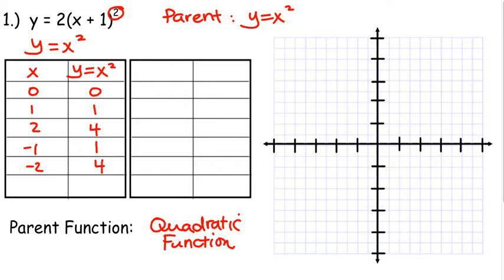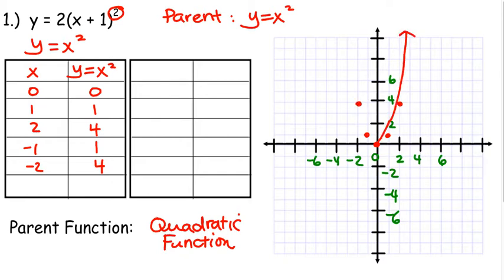All right, so let's go ahead and graph that parent. Our parent function, our critical point is at 0, 0, and then our next ordered pair is over 1, up 1, and then over 2, up 4, and then left 1, up 1, negative 2, up 4. So there is our parent function graphed out. Now we're going to go ahead and graph our new function.